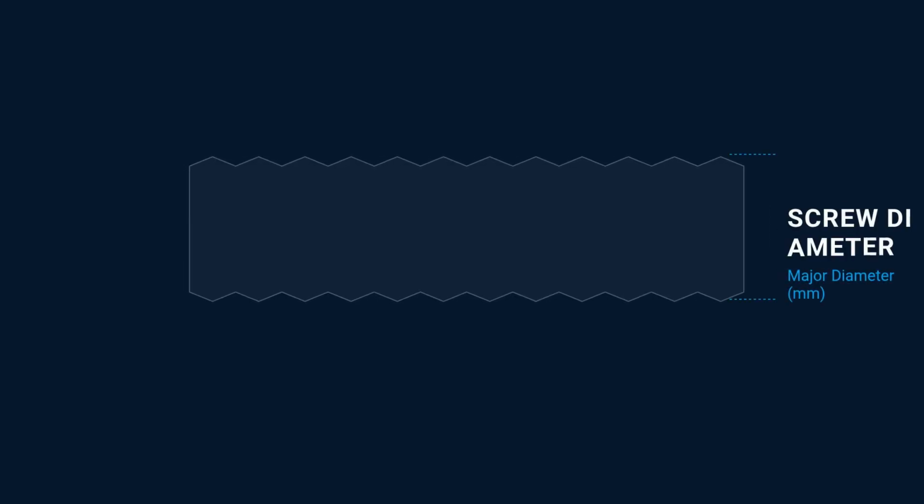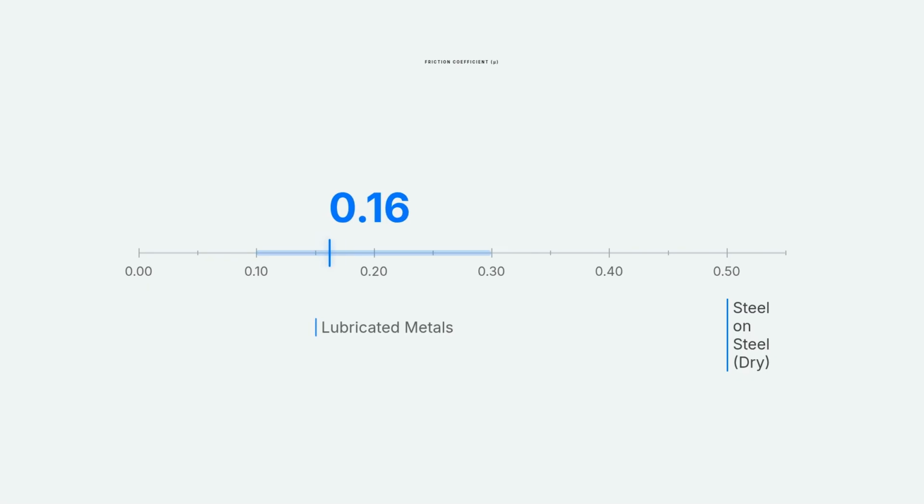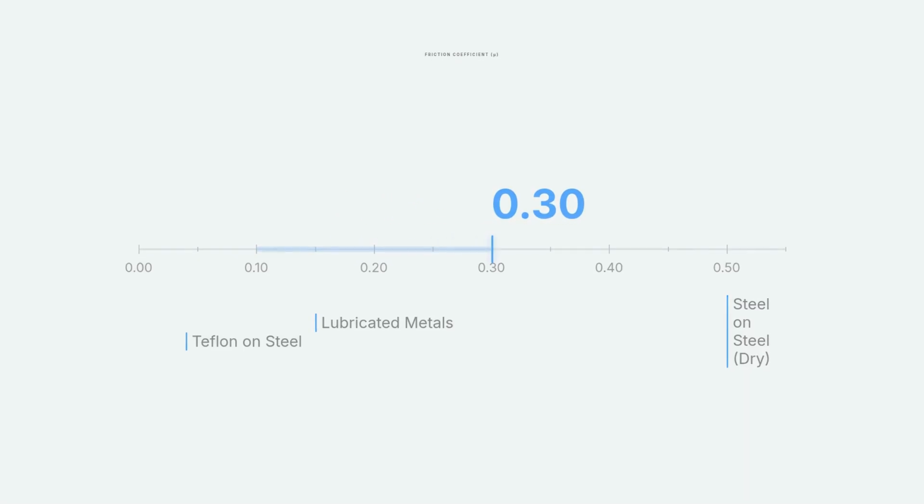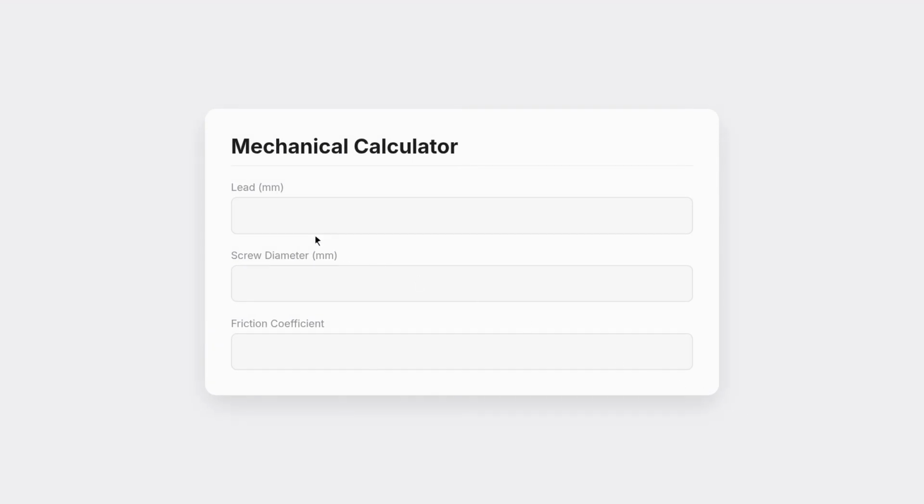Next is screw diameter in millimeters, which is the major diameter of your lead screw. Finally, there's the friction coefficient, where you input a value between 0.1 and 0.3 typically, depending on your material pairing and lubrication conditions. For our example, I'll enter 10 millimeters for the lead, 10 millimeters for the screw diameter, and 10 for the friction coefficient.